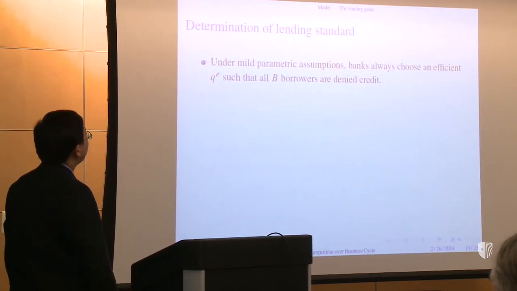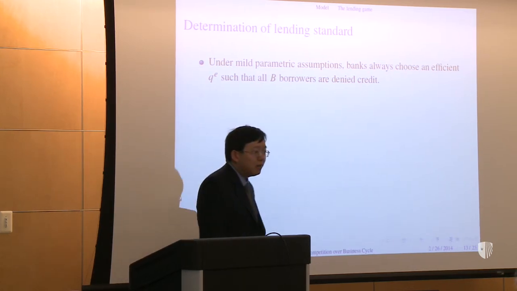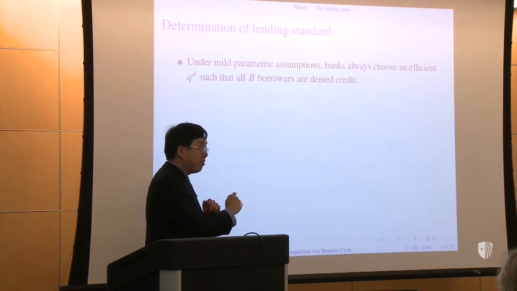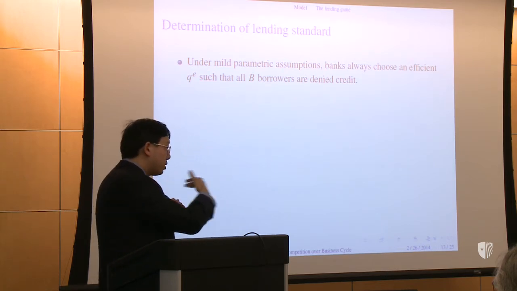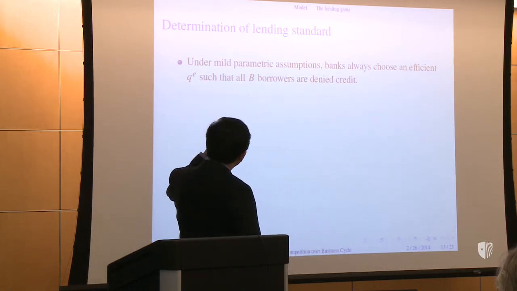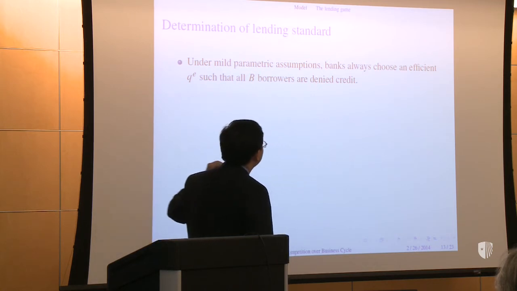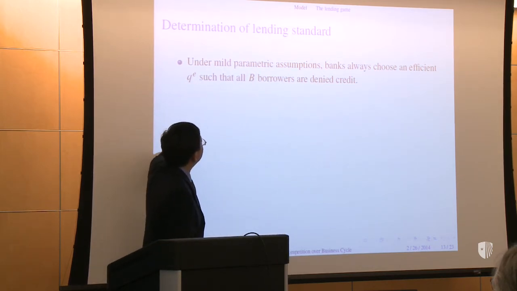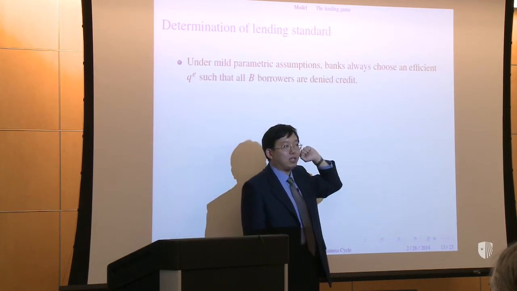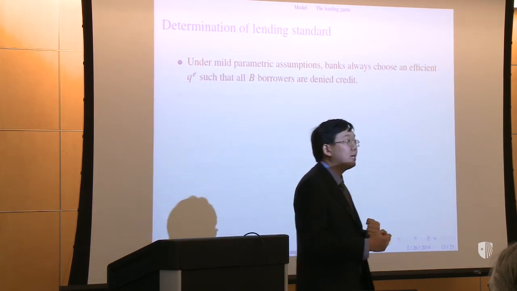Now, the interesting thing in this model is the determination of the lending standards. In order to derive the following results, I need to impose certain parametric restrictions on the model's primitive parameters, but those requirements turn out to be only mild ones, so relatively easy to satisfy. So under these mild parametric assumptions, what's going to happen in the lending game is that banks will always choose an efficient screening intensity QE such that all borrowers who got a bad signal in the screening process will be denied credit. So basically, banks will only lend money to those borrowers who receive good signals in the screening process.